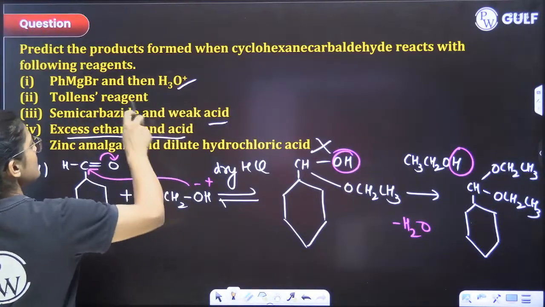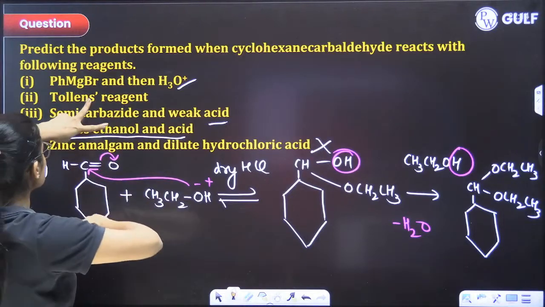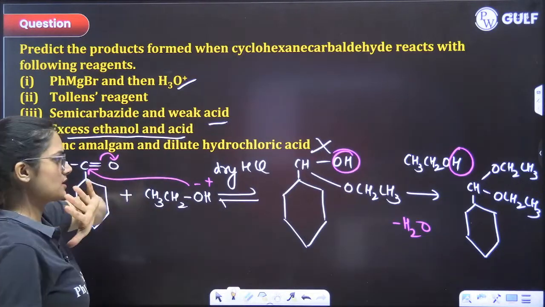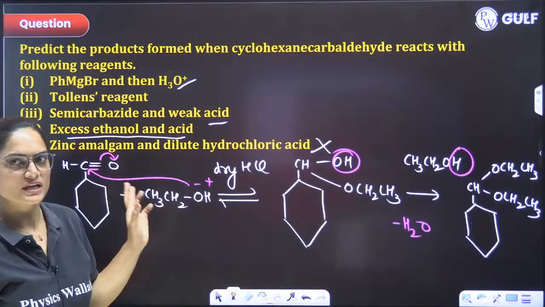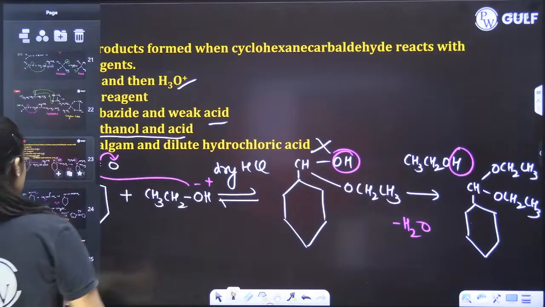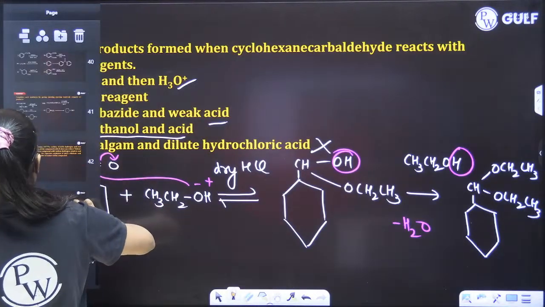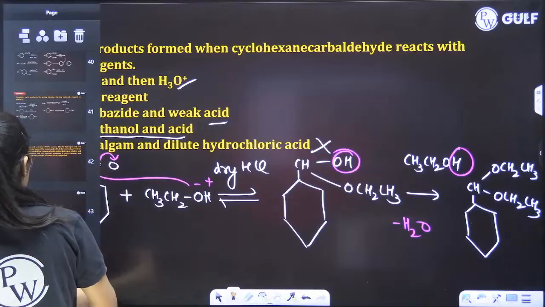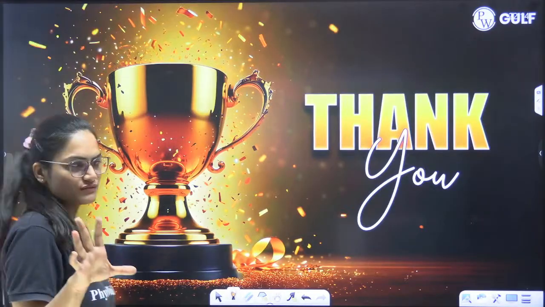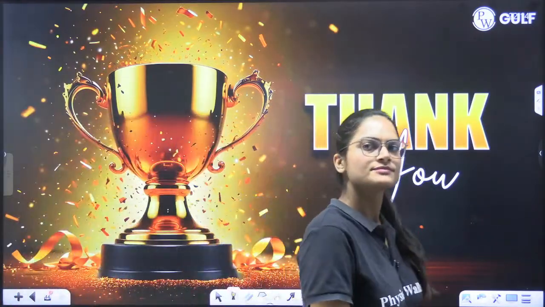Tollens reagent, we have not done this. Second and the fifth part, that we'll be doing after we finish this topic. Okay? So let's leave it here for today. The remaining part we have not done, so we'll be doing it in the next booster class once we are done with those topics. Okay? Chalo.